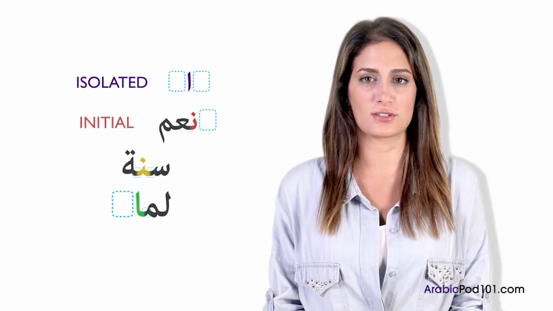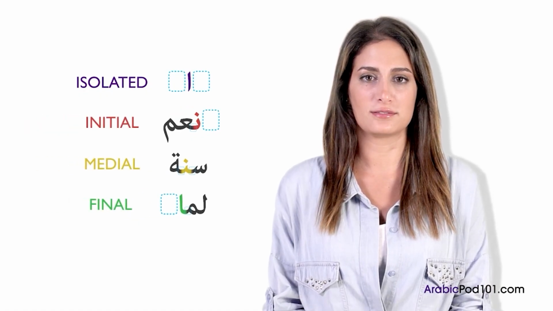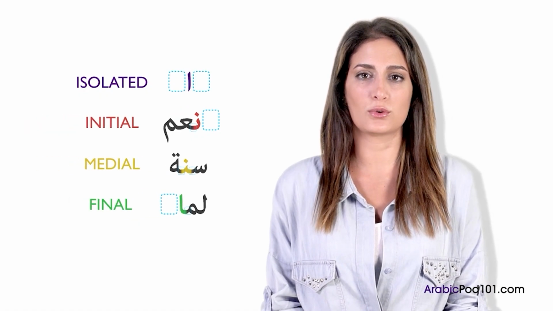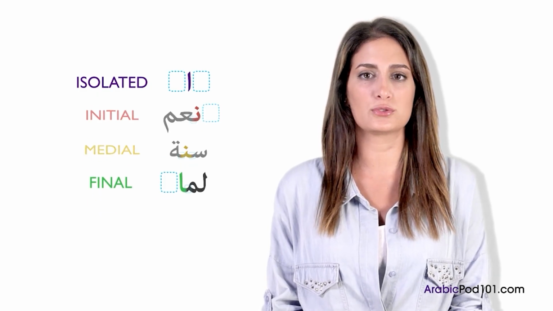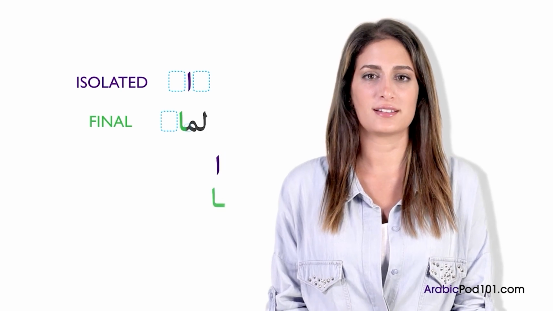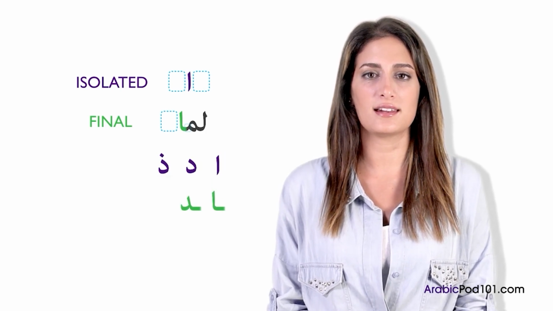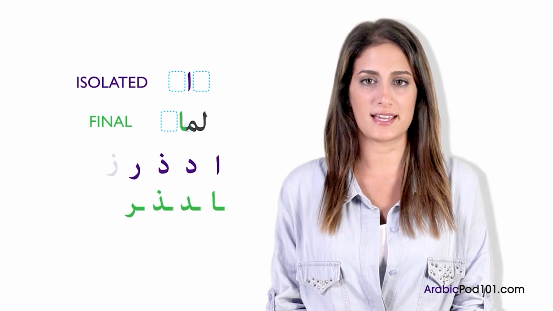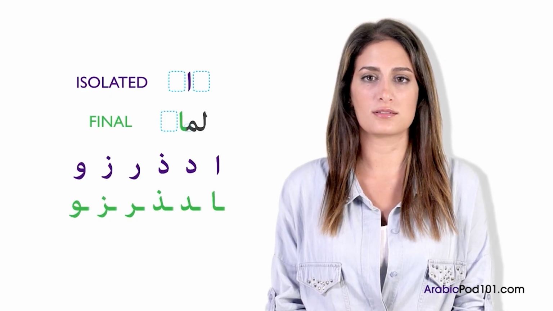Letters of the Arabic alphabet have 4 ways to connect to the letters before and after them: isolated, initial, medial, and final. However, there are letters that don't follow that rule and only have 2 forms of connection. They are alif, dal, dhal, ra, zain, waw.